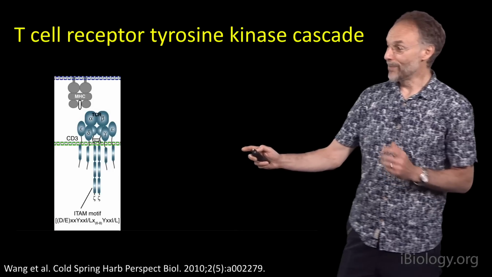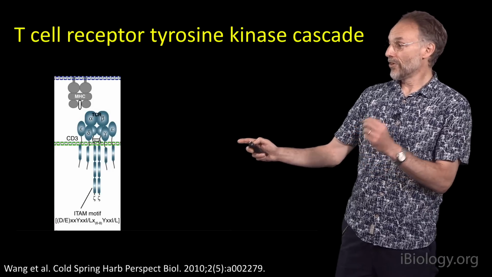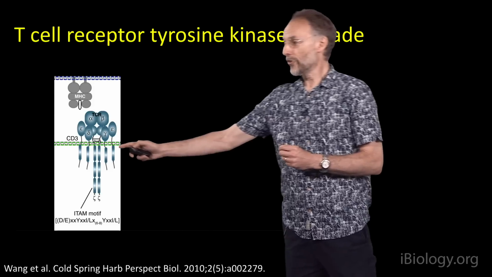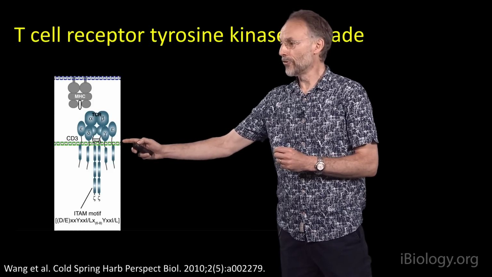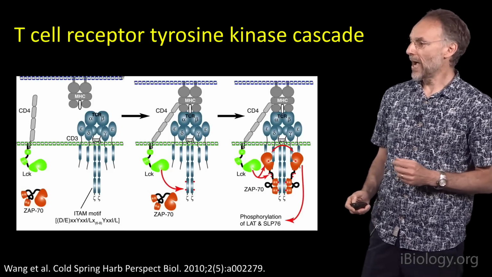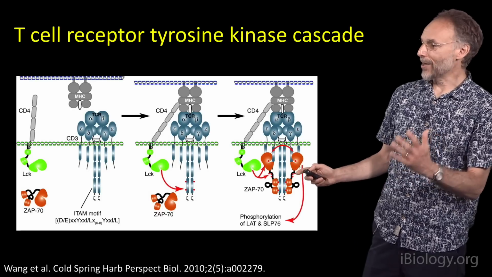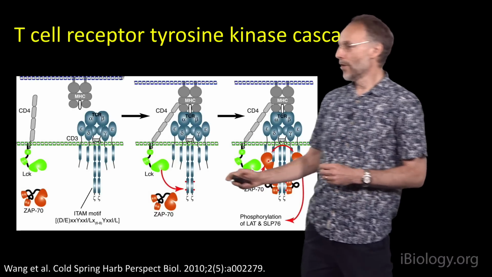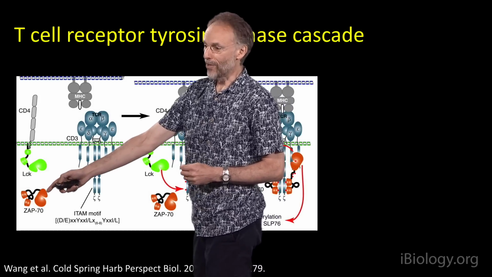That was studied quite a bit. But the key to the signaling process is that these cytoplasmic motifs contain tyrosine residues, and they're phosphorylated by kinases. And this is a kind of a schematic of this process from Art Weiss's lab. So Art Weiss described this ZAP70 kinase.